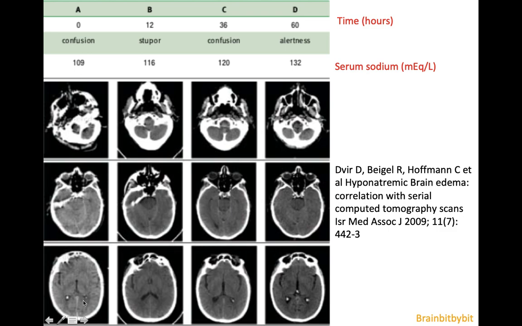On the CT of the brain you could see there was diffuse edema and swelling. They corrected the sodium very carefully, and after 60 hours she was alert again and her brain CT had normalized. You can see the ventricular system and the insular system much better as well, and also the basal cistern and the arachnoid spaces surrounding the brain stem have increased.